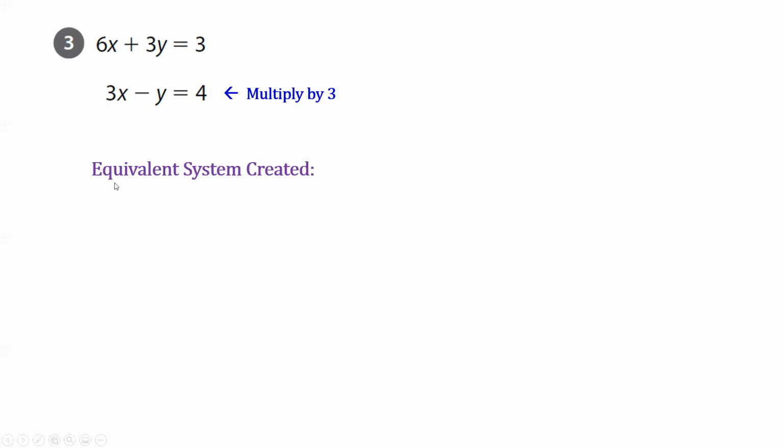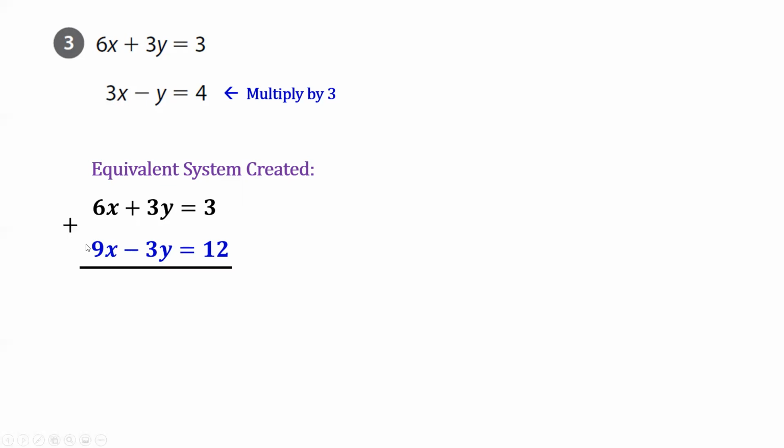So I'm now going to have an equivalent system. The top one does not change. The 6x plus 3y equals 3, I just bring it down. But the bottom equation, I'm going to multiply everything by 3. 3x times 3 gives me 9x. A negative y times 3 gives me negative 3y. And 4 times 3 gives me 12.